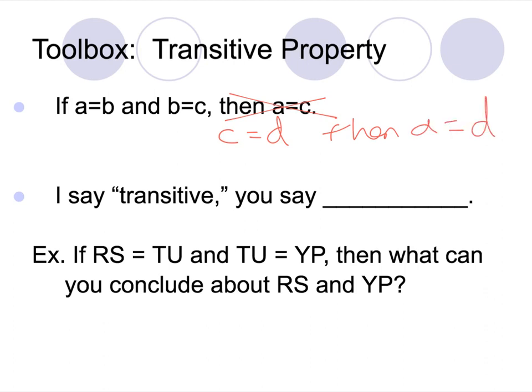So transitive basically allows us to link statements that are equal, or congruent statements, from beginning to end. So if RS equals TU and TU equals YP, then we can conclude RS equals YP. And remember, those are talking about lengths, the distance from R to S and the distance from Y to P.